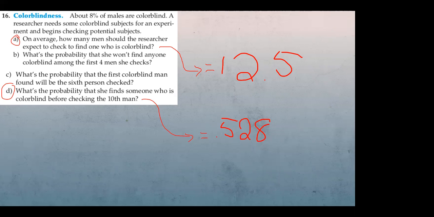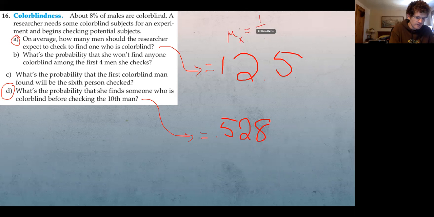I just did 1 divided by 0.08. All right, this is just the mean of this random variable, which is 1 divided by 0.08. You got it. All right, the next one, what about that?